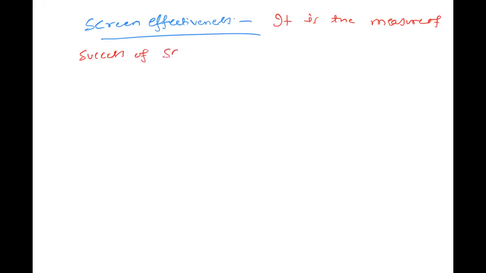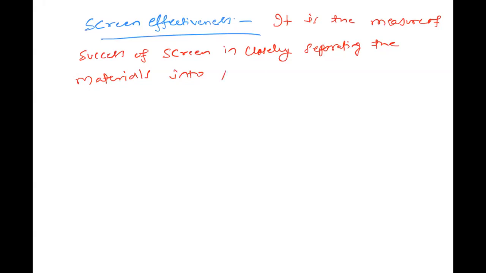It is the measure of success of screen in closely separating the materials into oversize and undersize, into A and B, or we can write into oversize and undersize. Notice, is it clear to all of you? Tell me whether it is clear or not.